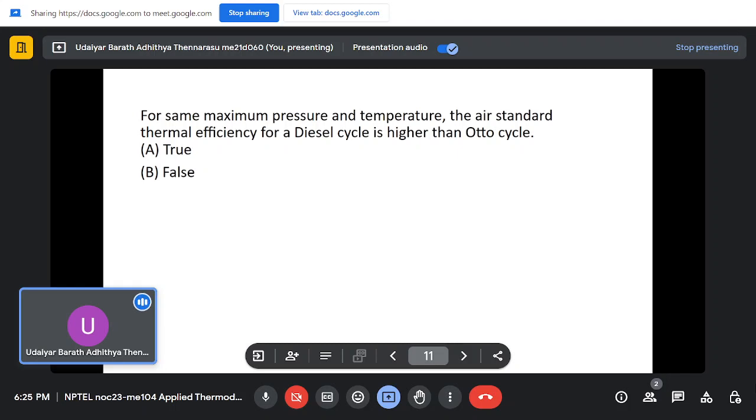So we just discussed. If you have constant compression or clearance ratio, the same compression ratio and heat rejection, in that case we'll have Otto, which is more efficient compared to diesel. But if we limit the maximum pressure, so the maximum pressure is the same, in that case we'll have the diesel cycle, which will be more efficient than the Otto cycle. So in this case, option A is true.